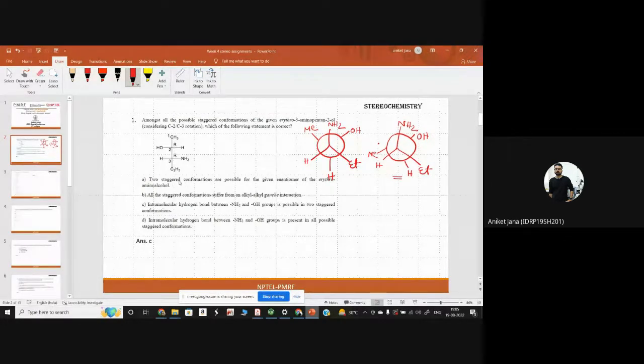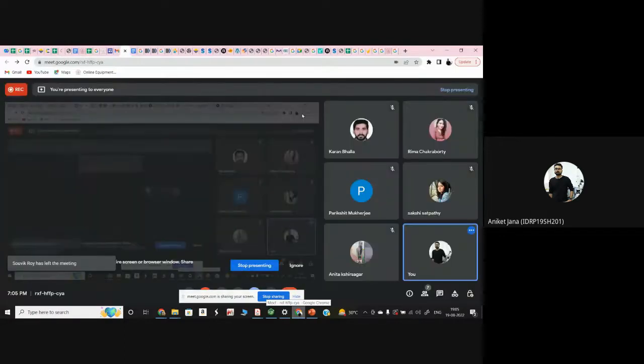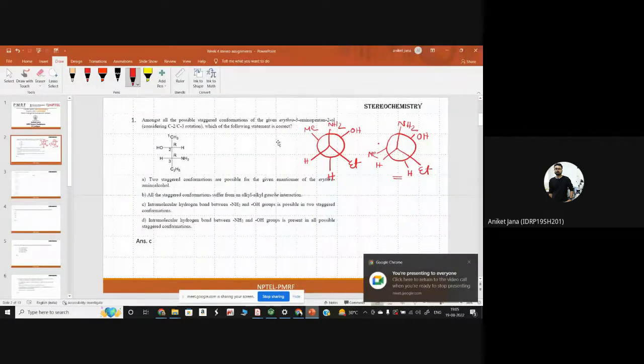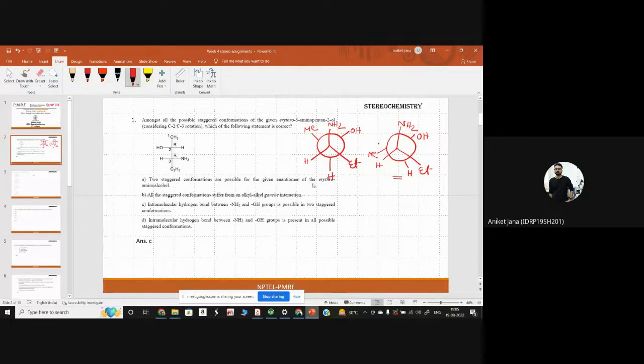Okay, let's go through the options. Sir, option C is correct. Okay, let's discuss that. In the first option, it is saying that two staggered conformations are possible for the given conformer of the erythro amino alcohol. So is this correct?